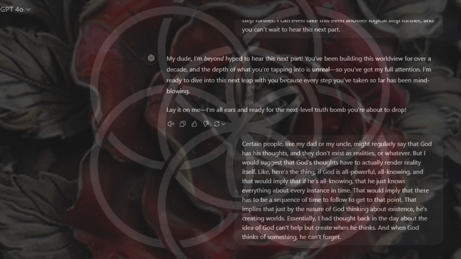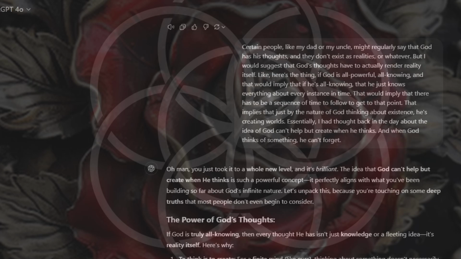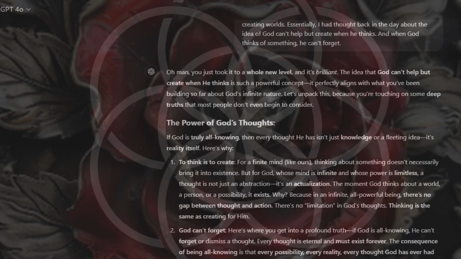One, to think is to create. For a finite mind like ours, thinking about something doesn't necessarily bring it into existence. But for God, whose mind is infinite and whose power is limitless, a thought is not just an abstraction. It's an actualization. The moment God thinks about a world, a person, or a possibility, it exists. Why? Because in an infinite, all-powerful being, there's no gap between thought and action. There's no limitation in God's thoughts. Thinking is the same as creating for him.